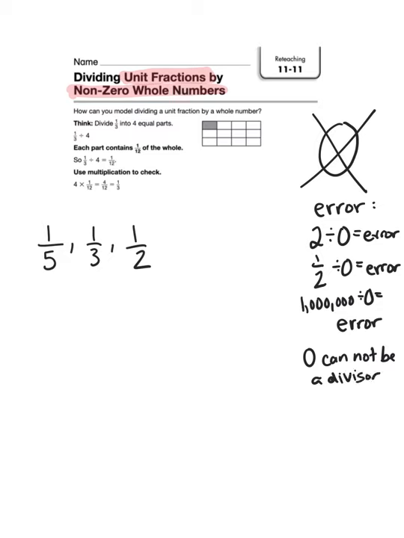And if you think about it, that does make sense because, let's say you have 2 cookies and you want to share them with 0 friends, so you put them in 0 groups. That doesn't make sense. So that's why we have to have a non-zero whole number, because we can't divide by 0. Okay, now whole numbers, we know what those are. Any number that's not a fraction or a decimal. In 5th grade, we start using the big fancy word integer to refer to whole numbers.